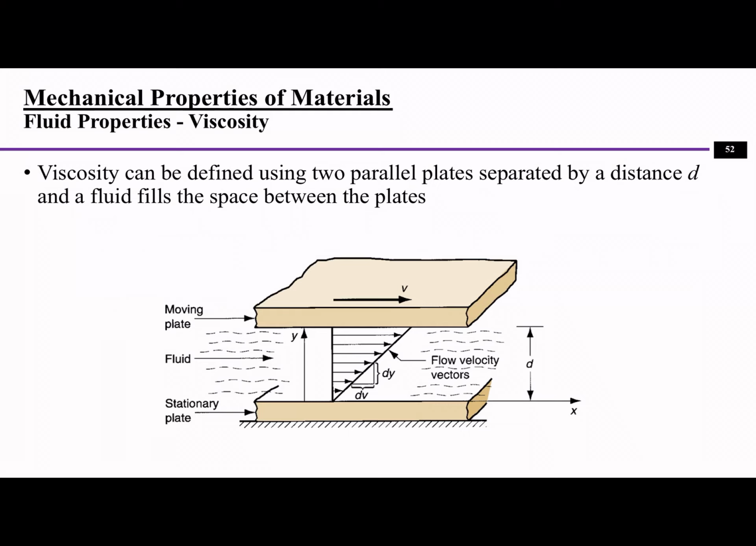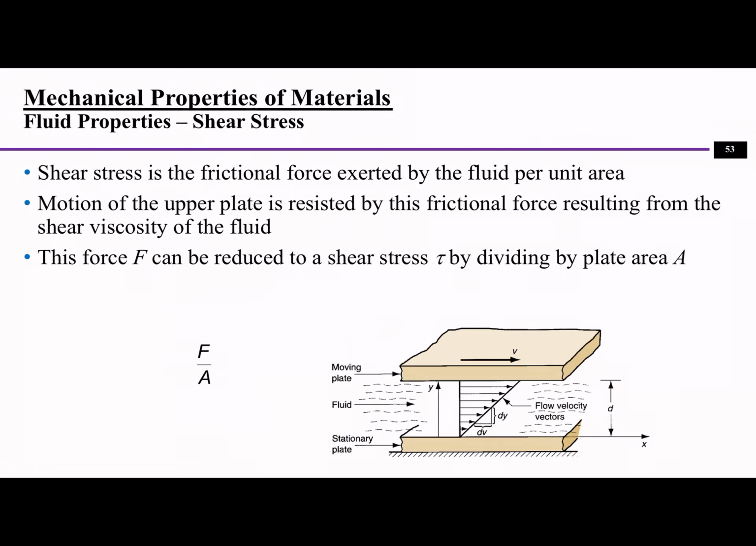When we are measuring or defining it, we can look at this graph. Viscosity can be defined using two parallel plates separated by a distance of d, and fluid fills the space between the plates. Here it forms a surface. And there are two directions, one is the x direction, and the other is the y direction.